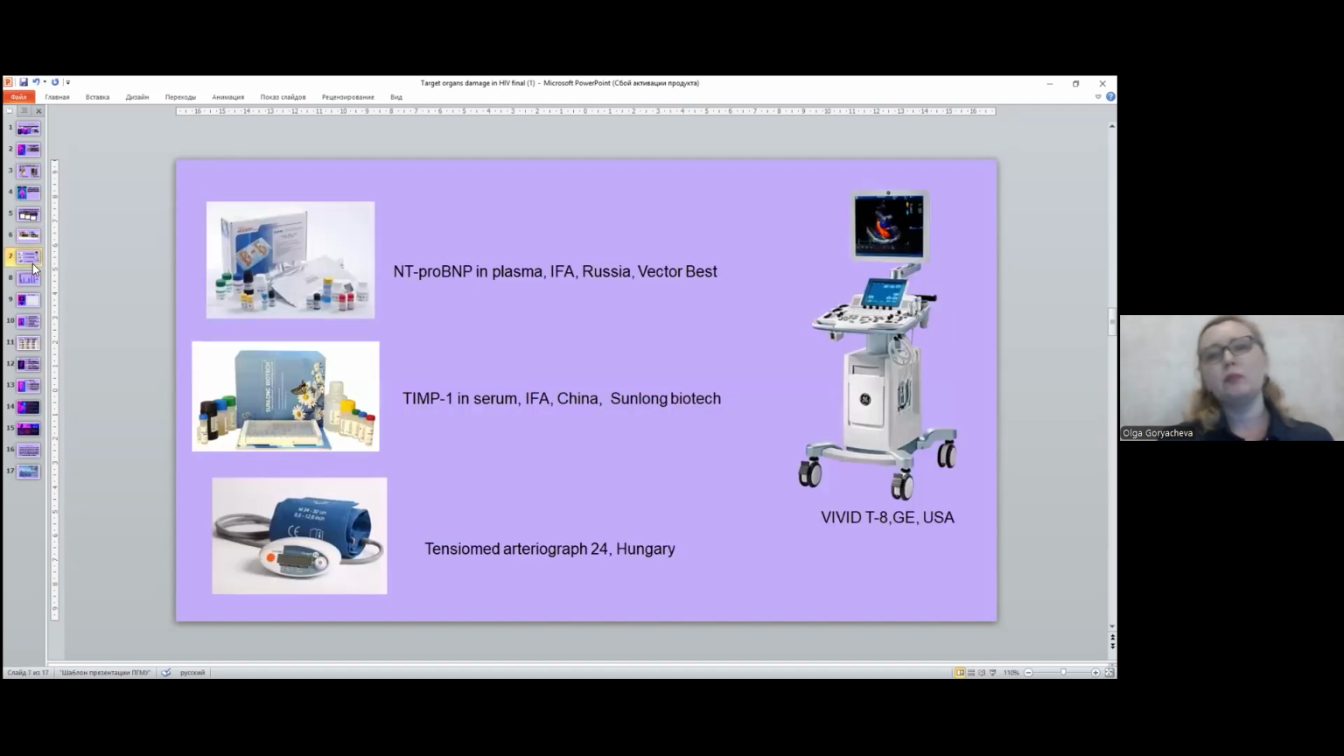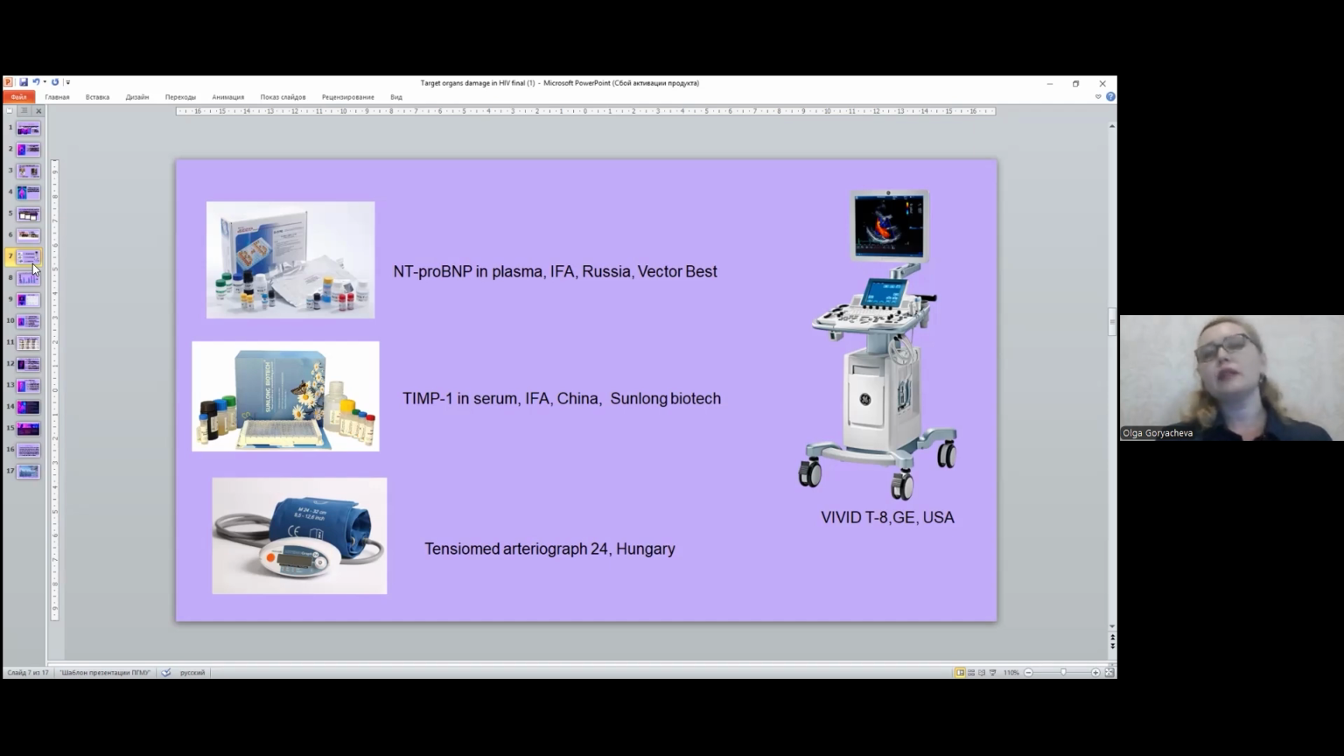And here I present the main top moments of the materials and methods used: chemical reagents such as NT-proBNP for immunoassay made in Russia, Vector-Best. Cystatin C levels were determined in blood serum with reagents from the same company. Also I used Chinese chemical reagents from the company Sunlong Biotech. For example, tissue metalloproteinase number 1 in serum was determined with the help of this company's reagents.